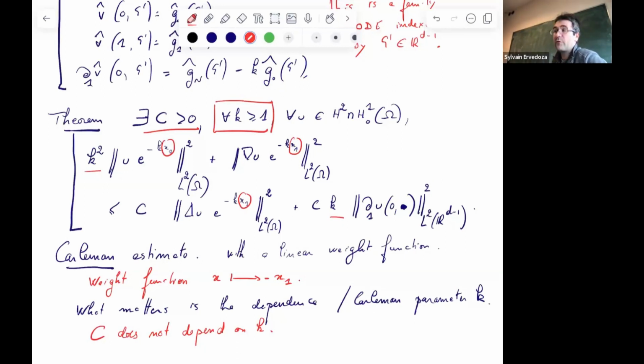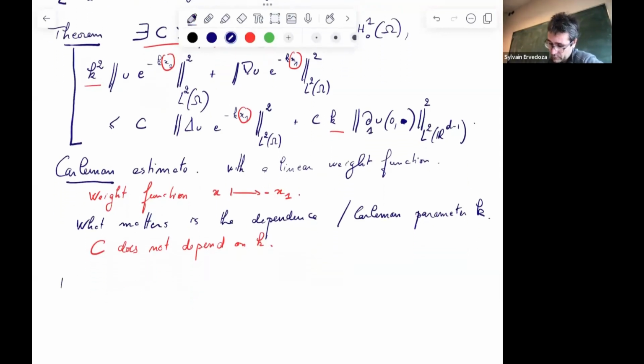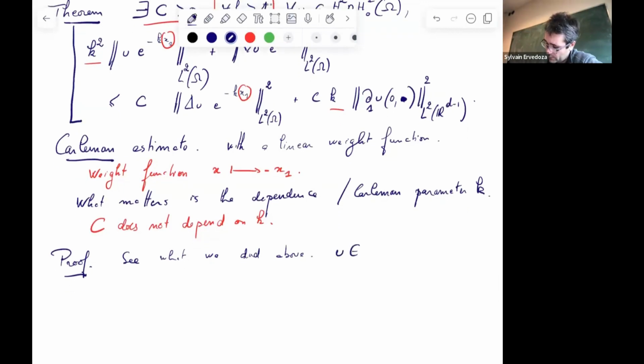So, I will first prove it, and then I will show you what applications it has. But let me mention that it is quite a powerful tool, and this will be the goal of the lecture. So let me go to the proof. See what we did before. So we have u in H^1_0 of omega intersected with H^2.